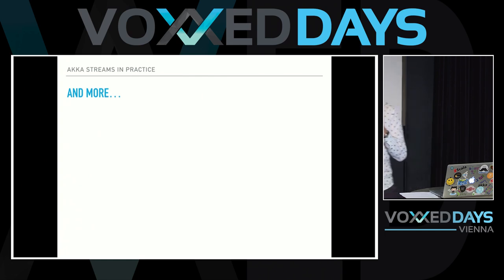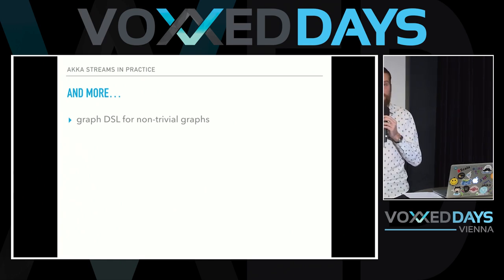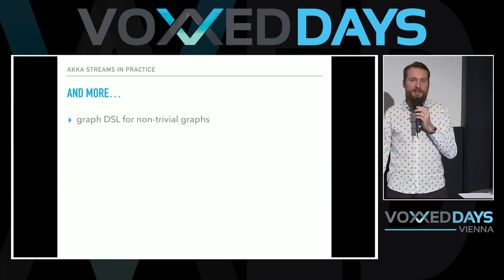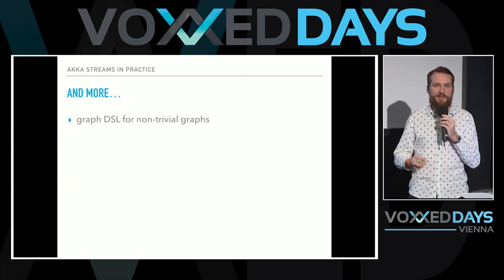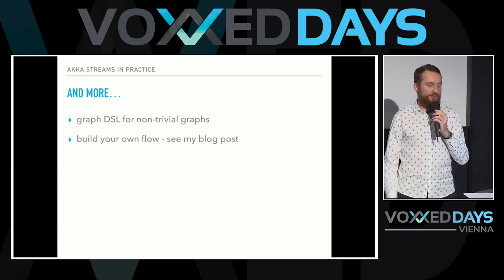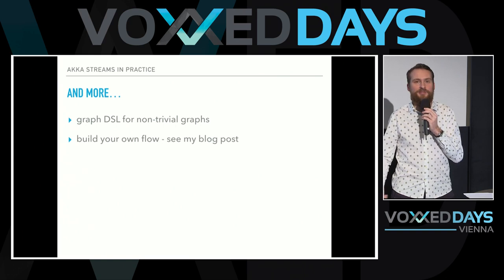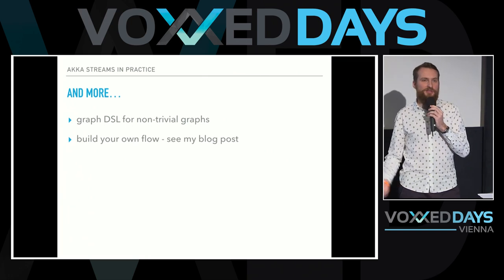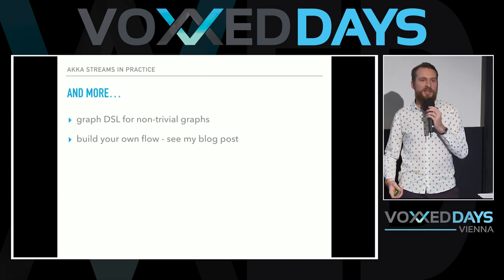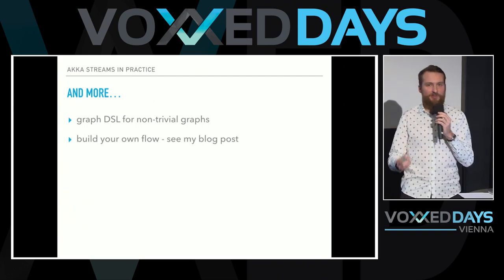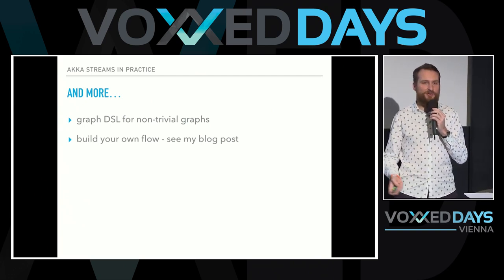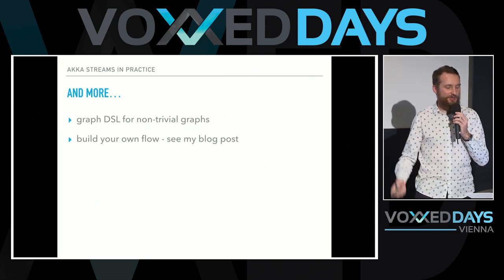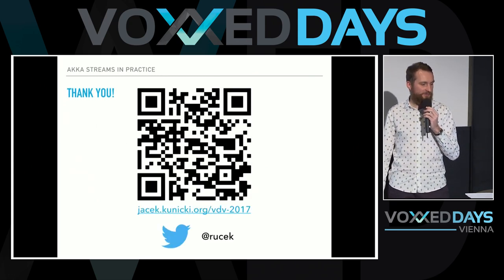Okay, so that was the live coding part. Of course, there is more, as usual. You have already seen how to implement your own graph with the graph DSL. So if the built-in stages are not enough, you can build your own. You can also build your own flow, for example with some other DSL, which may be useful because you may need to do some stateful operations within the flow. It's also possible. I've written a blog post about it and contributed one of the custom flows to the Akka Streams contrib. So you may go to the blog and see if you're interested.